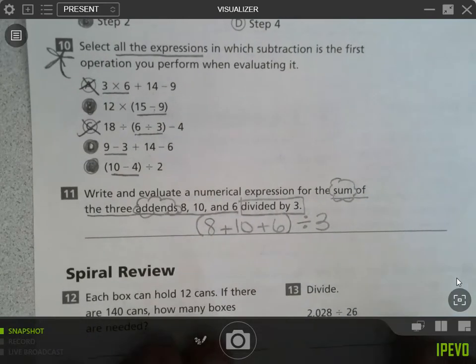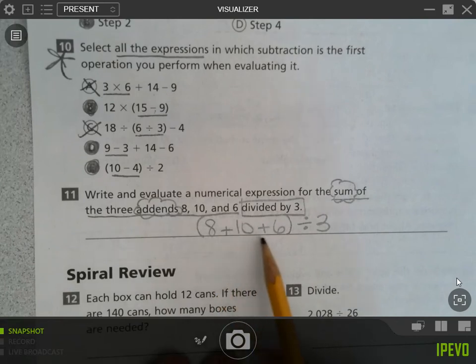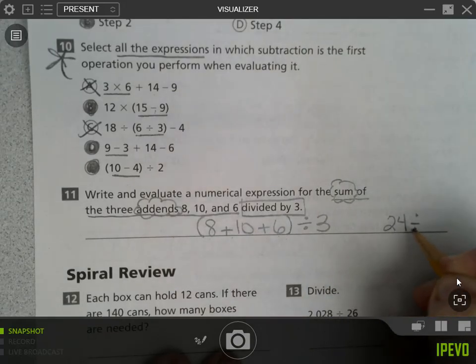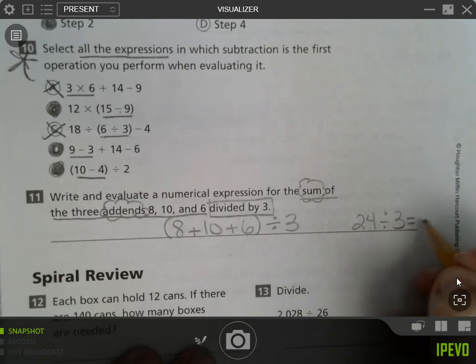If I solve this, I'm going to work in the parentheses first. 8 plus 10 is 18, plus 6, that would be 24, divided by 3 would equal 8. That would be our final answer.